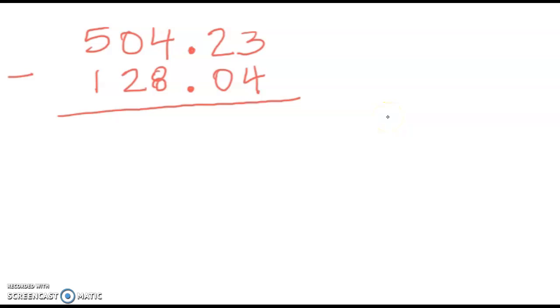Okay, guys, let's take a look at this subtraction problem with decimals. So we have 504 and 23 hundredths minus 128 and 4 hundredths. This is my whole. This is what I'm taking from, right? So remember, this is my whole, and I'm taking from this. So this is what I need to take, okay?